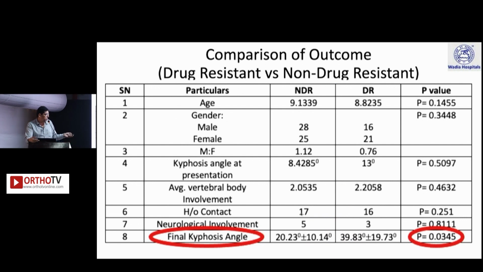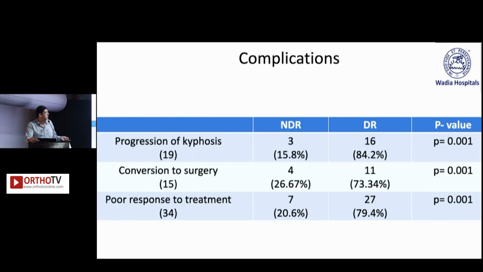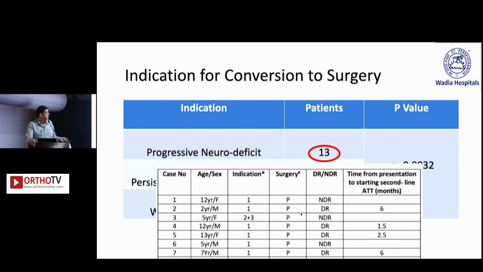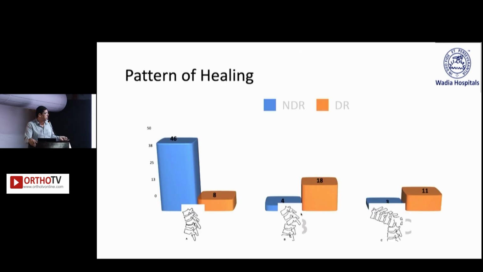You can see that, it's almost 40 degrees in the drug resistant group. Again, if you look at the progression of conversion to surgery, this was more in the drug resistant group. And the indications for surgery, suppose we started conservative treatment and we decided on surgery, it was if there was neurological worsening. This is just to show you some of those cases.